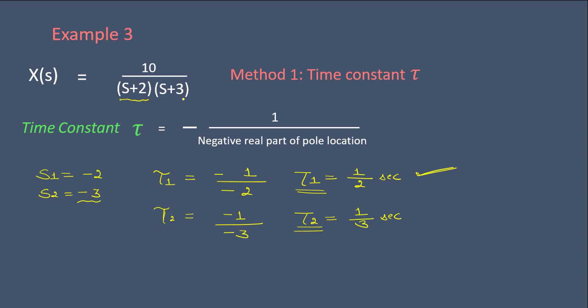Our next lecture will be on dominant pole. In that lecture, you will understand why time constant tau 1 is the correct time constant. So we have two time constants. Both these time constants are correct. But if you are asked only one time constant, then tau 1 equals 1 by 2 second is the correct answer. For this, we need to study the dominant pole concept. Our next lecture will be on the dominant pole concept. So I hope you have all got a clear idea about the time constant.